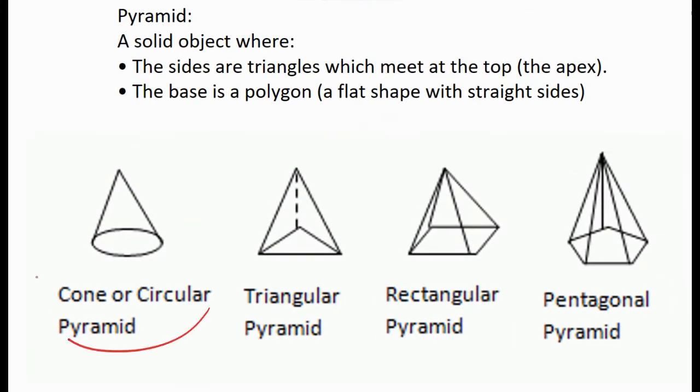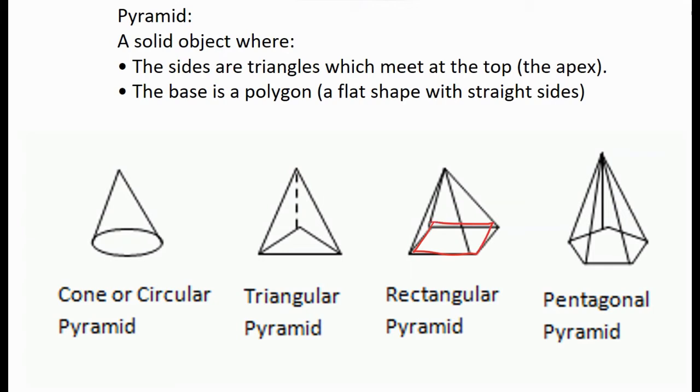Okay, so this is a cone. We call it a cone, but this is also a pyramid, everyone. And this one, the base is a triangle, and it has a pointy top.